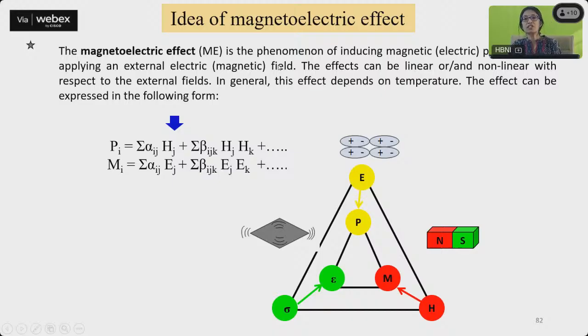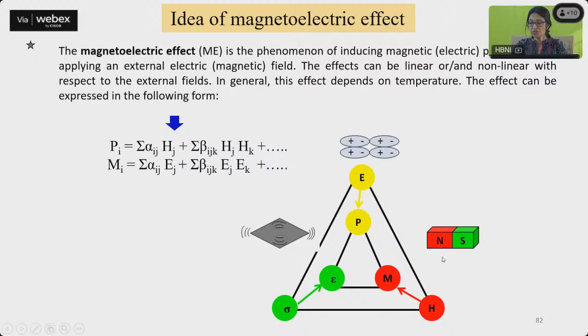So what is this magnetoelectric effect? It is the phenomenon of inducing magnetic or electric polarization by applying an external electric or magnetic field, depending on the case. When you are inducing magnetization by an external electric field, that is also a magnetoelectric effect. And if you are inducing an electric polarization by applying an external magnetic field, that is also a magnetoelectric effect. The effect can be linear or non-linear with respect to the external fields. In general, this effect depends on temperature, and it is expressed in the following form.